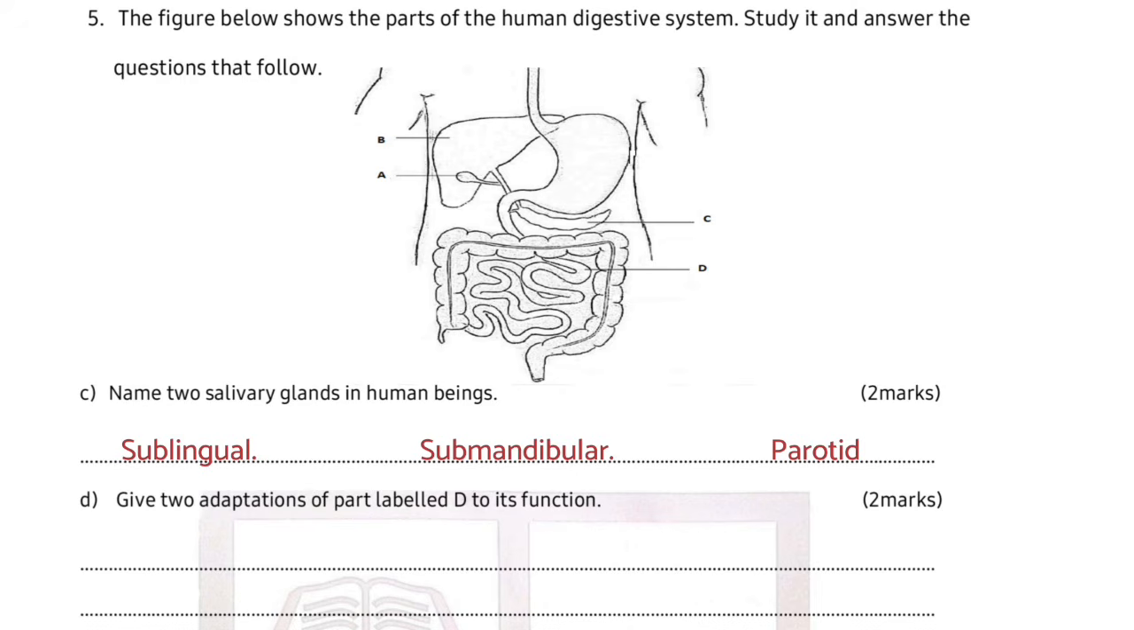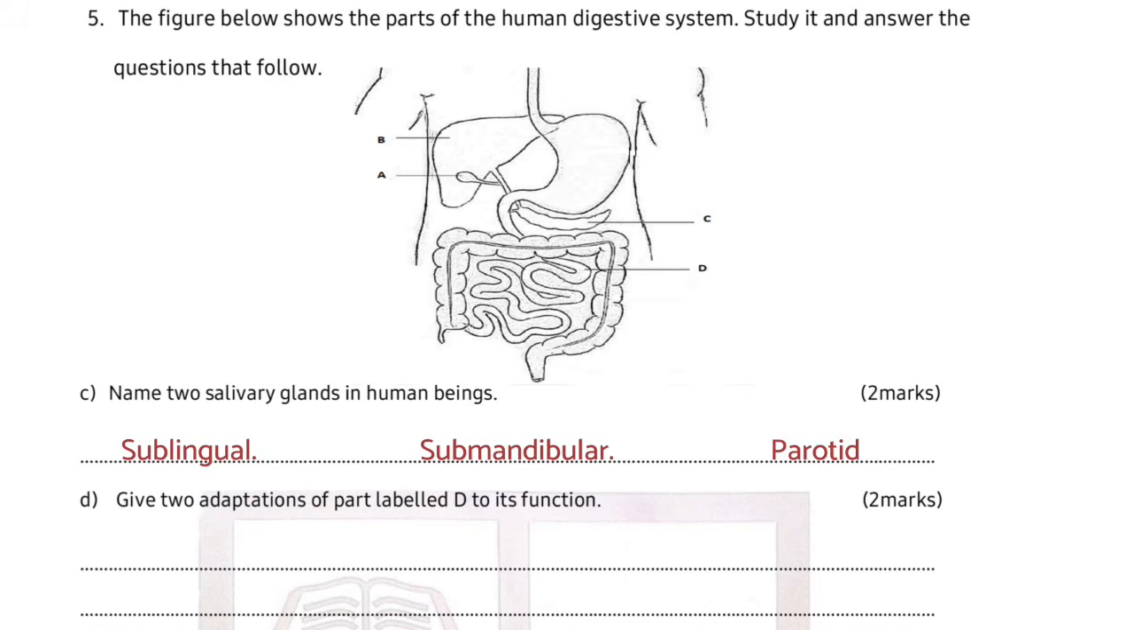Part D. Give two adaptations of the part labeled D to its functions. Okay, so we are talking about the adaptations of the ileum. What is the function of the ileum? The function of the ileum is number one, this is where digestion is completed, right? And number two is absorption of the end products of digestion.